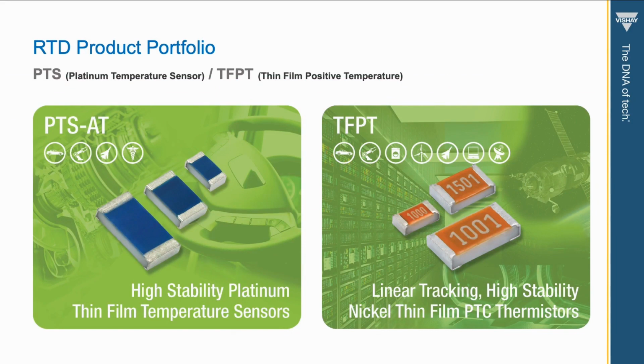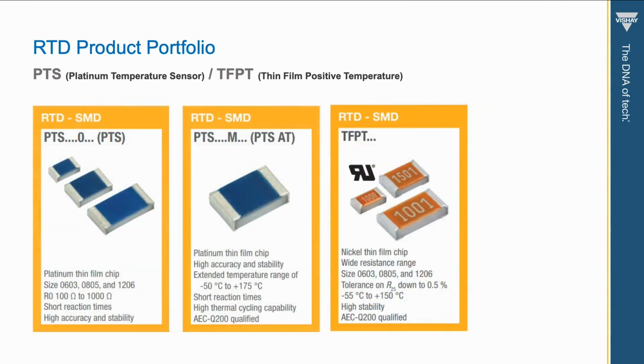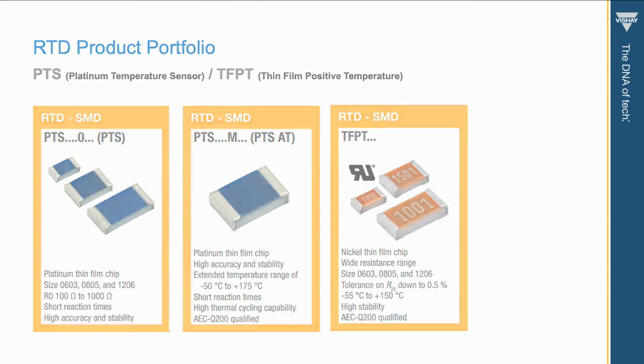Vishay has two available product series within this classification, the PTS and TFPT. Both are SMD components using precision-trimmed thin film technology on a ceramic substrate and come in sizes 0603, 0805, and 1206. The PTS uses platinum thin film while the TFPT uses nickel thin film.